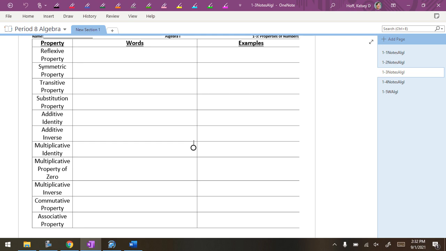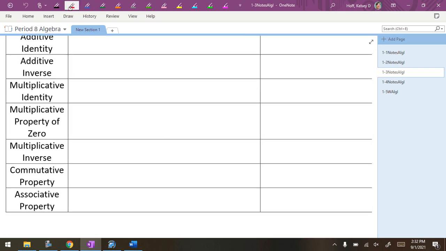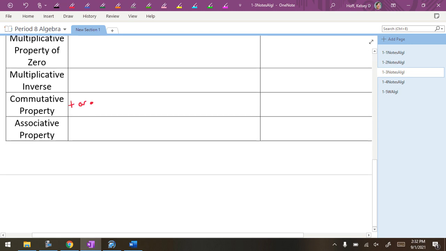No. Oh, Isaac? The commutative property can change numbers around. The commutative you can change. What operations does that work on? Addition and multiplication. Okay, so let's go to the commutative property. Make a note for yourself. It can be addition or multiplication. In the definition, the order you multiply or divide does not change the answer.